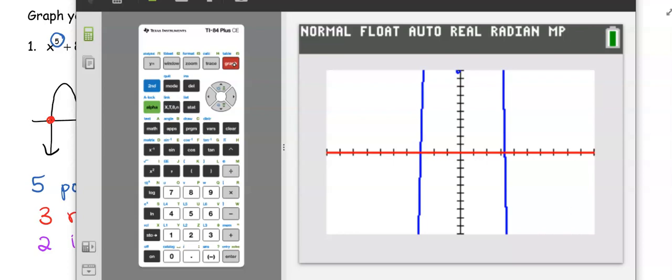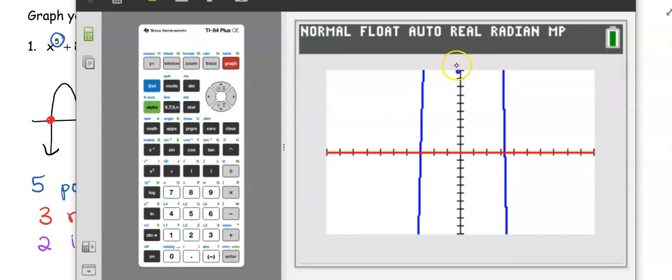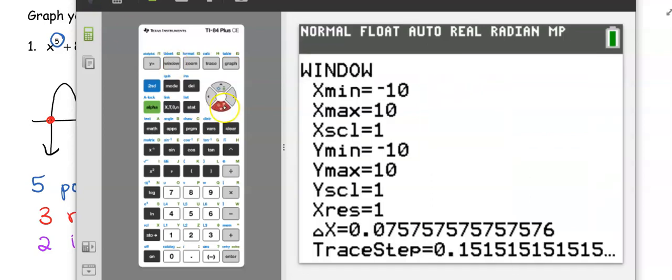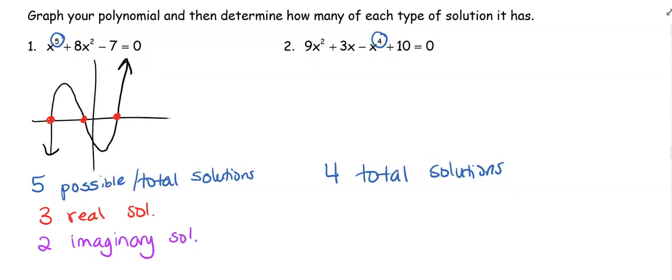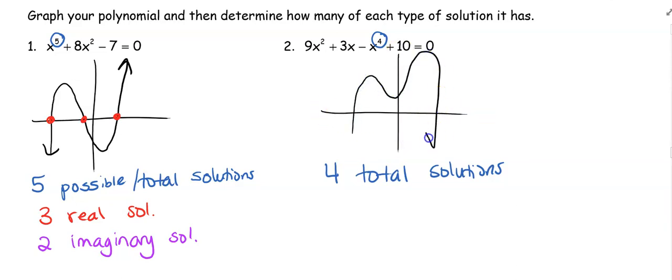All right, I have to change my window here so I can see this. I can kind of start seeing this right here, so I'm going to move my window up. I have to change that y max. I'm just going to change it to 40. I hope that's enough. Yeah, okay. So I can see my graph here. We sketch it. And when I look at our graph, we have 1, 2 x-intercepts, so we have 2 real. And the leftovers: if there are 4 total and 2 of them are real, that means that there are 2 left over that are going to be imaginary.